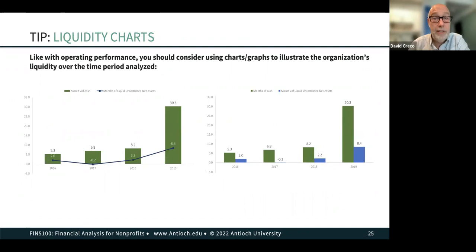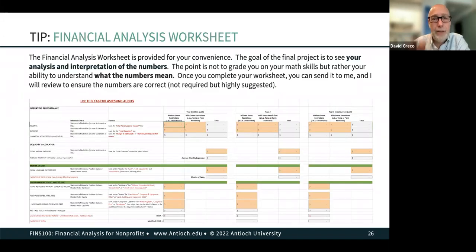I find it just much easier to read information in this way. So that's a tip or a suggestion. Again, you have your financial analysis worksheet. If you haven't sent it to me and you want to send it to me real quick, and have me review the numbers, because I don't want to have to be grading you on whether you can add two numbers together. This is not a math class, right?